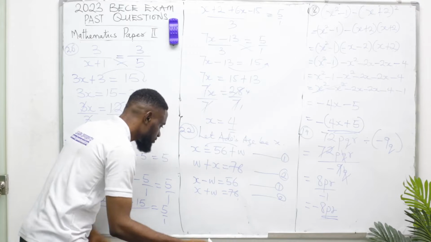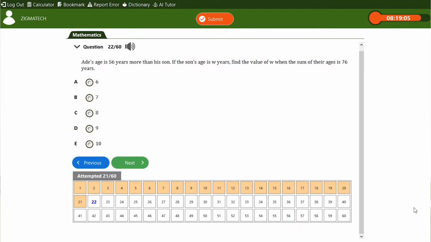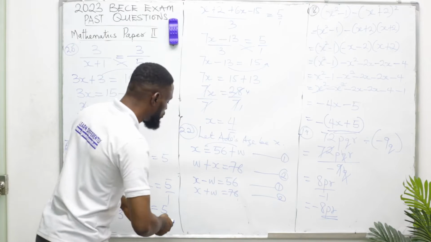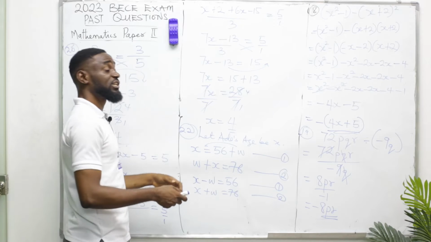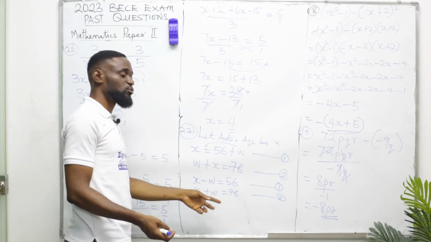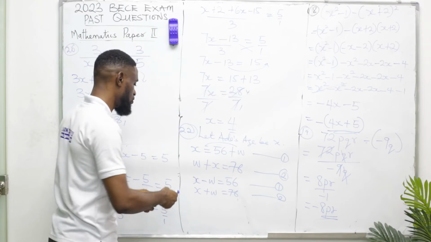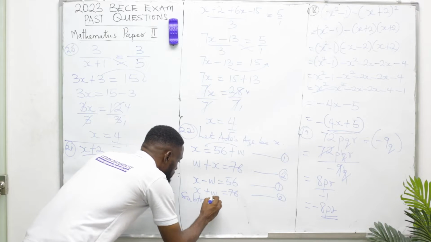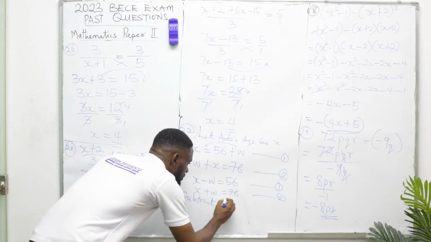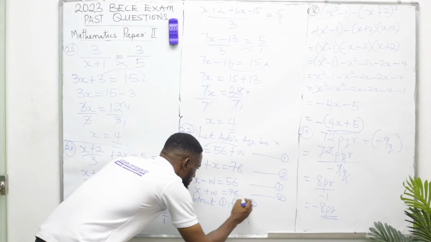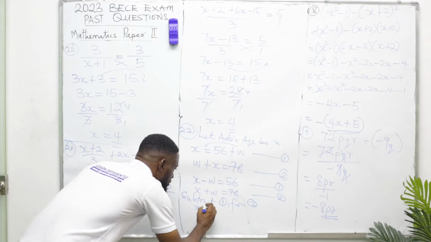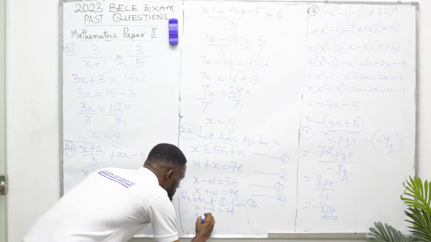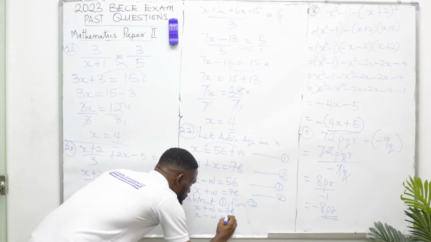All right, since we have this, we can now solve simultaneously, right? So let's do elimination. We can also eliminate 1 from 2, not only 2 from 1. So let's eliminate 1 from 2. So let's subtract 1 from 2. That is X plus W is equal to 76 minus X minus W is equal to 56.